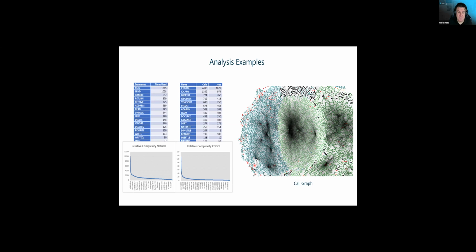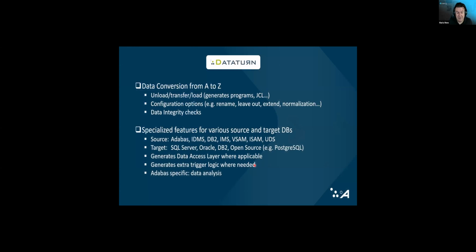So that's Codeturn. Dataturn is what basically the name suggests. It's a full support for conversion of data. It even generates, when needed, the JCL to unload the data on the mainframe, and then of course to create the tables and with triggers, everything is there for all the data stores that you come across typically in the mainframe environment.